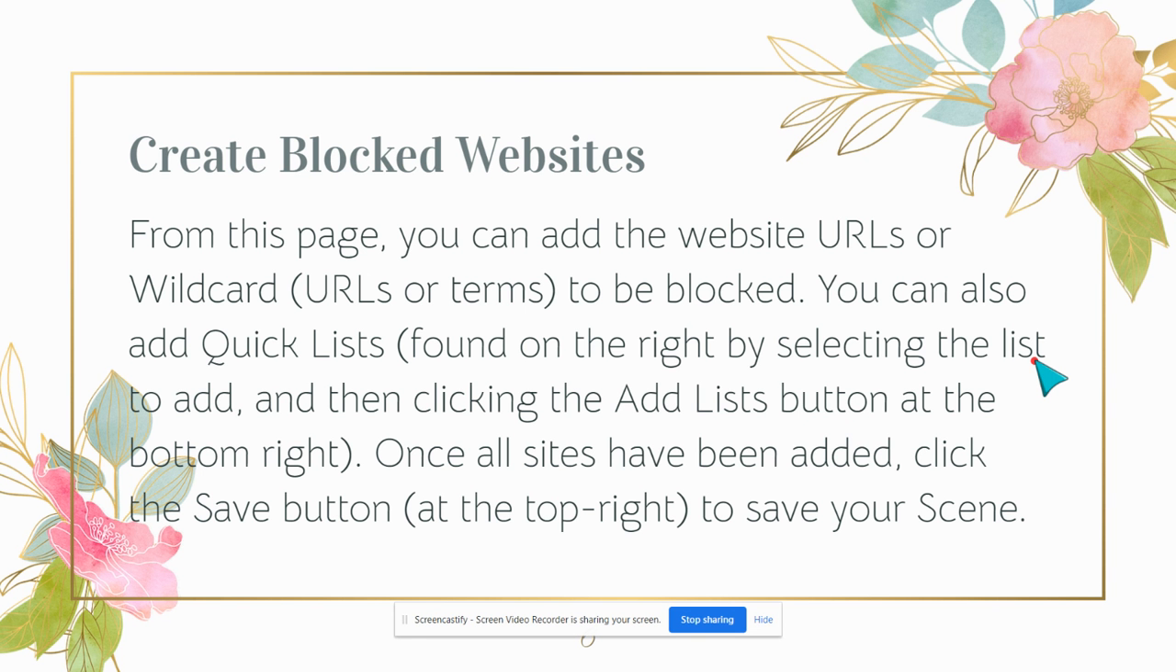From this page, you can add the websites or URLs or wildcards. A wildcard is a URL or term to be blocked. You can also add a quick list found on the right side by selecting the list to add, and then clicking the add list button at the bottom right. Once all the sites have been added, click the save button at the top right to save your scene.